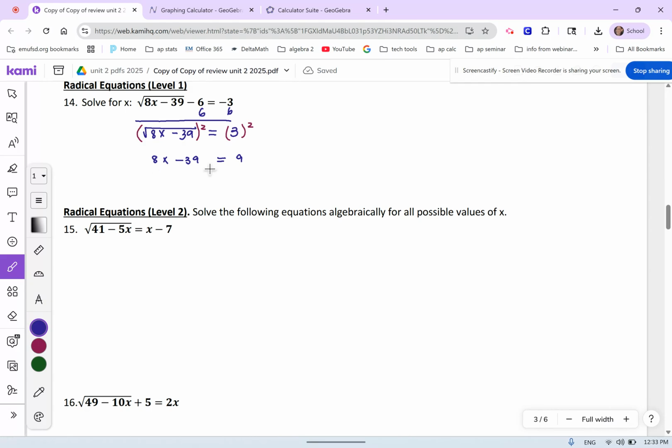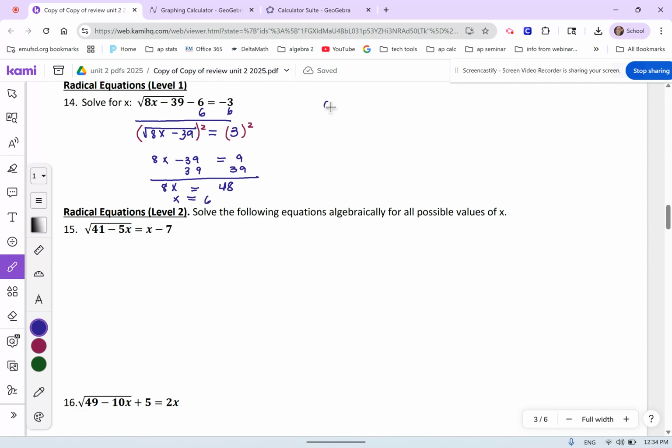I know it's linear because I don't have an x squared term, so the next thing I'm going to do is add 39 to both sides of the equation. I get 8x is equal to 48. I divide both sides of the equation by 8, and I get x is equal to 6.